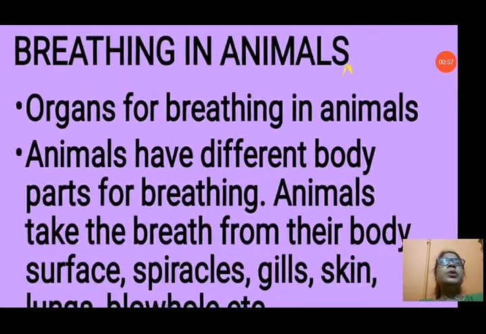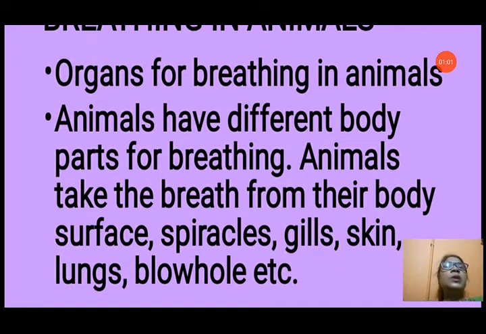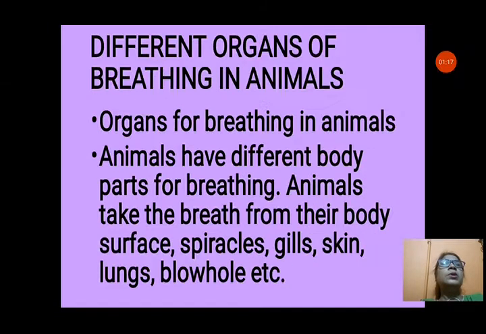Different organs of breathing animals. Organs for breathing in animals. Animals have different body parts for breathing. Animals take the breath from their body surface, spiracles, gills, skin, lungs, blowholes, etc. So let us see all these different types of breathing organs in animals.